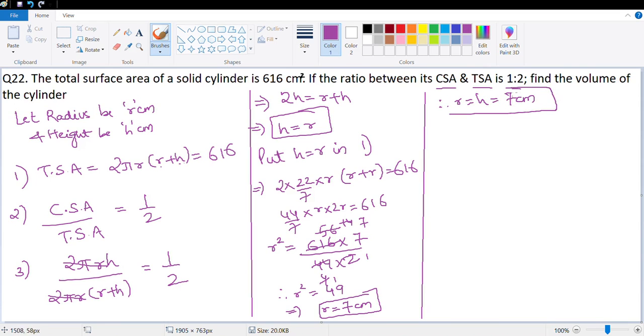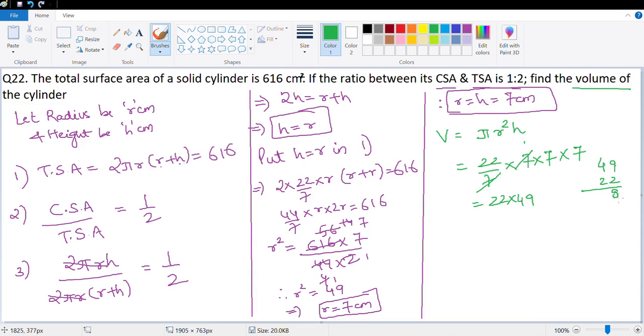Next, let's read the question. What do they want us to calculate? They want us to calculate the volume of the cylinder. So we know volume is given by the formula pi r square h, which means 22/7 into r, which is 7 into 7, multiplied with h, which is also 7. So that's 7 gets cancelled, which is 22 into 49. So that's 49 and 22, that's 98 and 98, which is equal to 1078 centimeter cube.